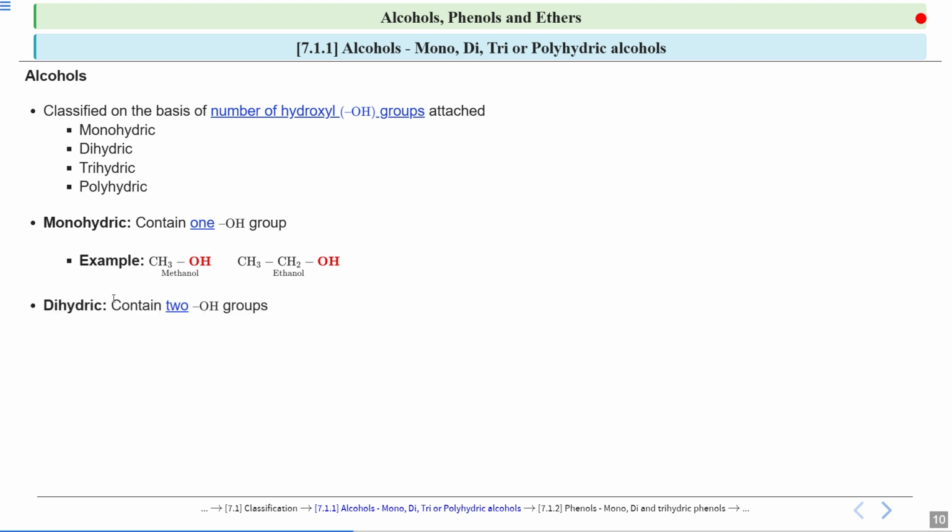The second one is dihydric. Di means two, so the alcohol will contain two hydroxyl groups. For example, ethylene glycol and propane 1,3-diol. You can see the hydroxyl groups are present on the adjacent carbons of this molecule, and the name is ethylene glycol. You can also call it a vicinal alcohol. Another one is propane 1,3-diol, where again the hydroxyl groups are present on different carbons, and two hydroxyl groups are present. So this comes under the dihydric alcohols.